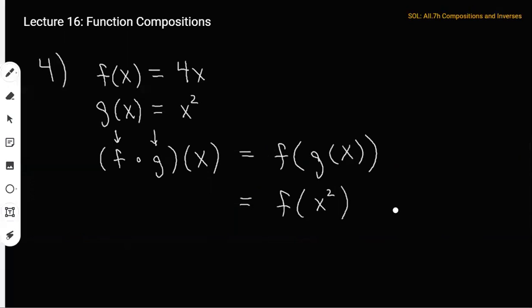So now what I have to do is take the function f of x and evaluate it at x squared. That means everywhere I see an x, I'm going to replace that x with an x squared. So I would have 4x, but instead of having 4x, I'm going to have 4x squared. And I'm done. That's my answer. 4x squared.